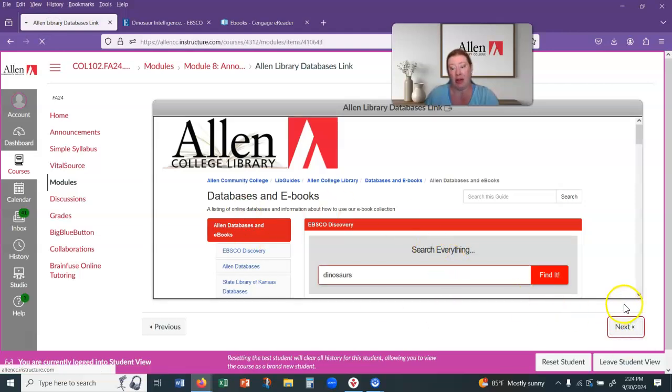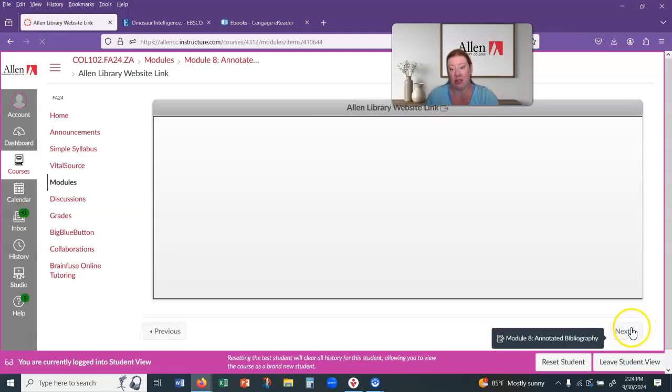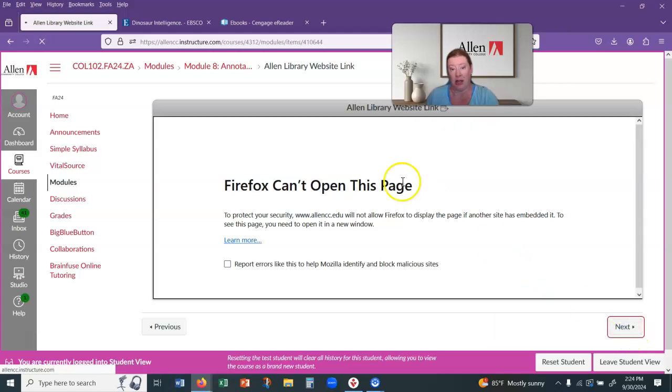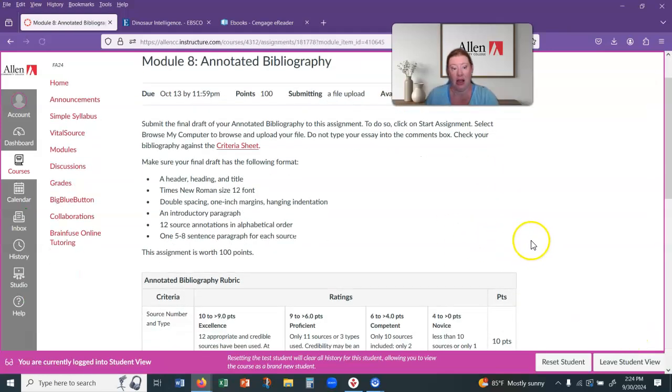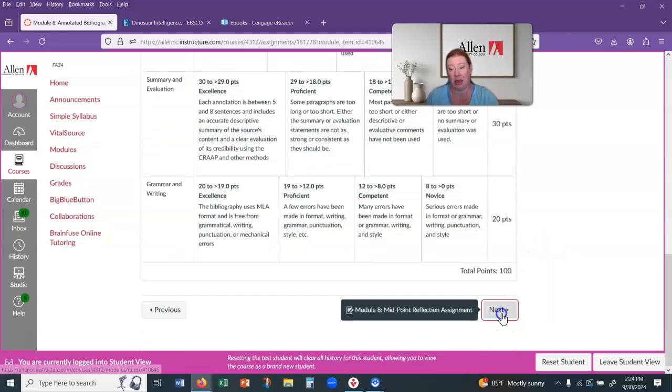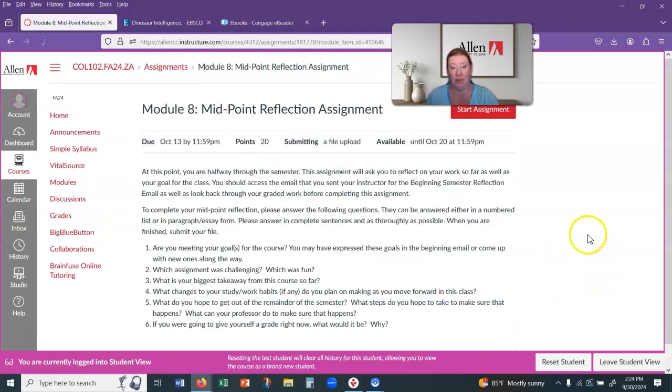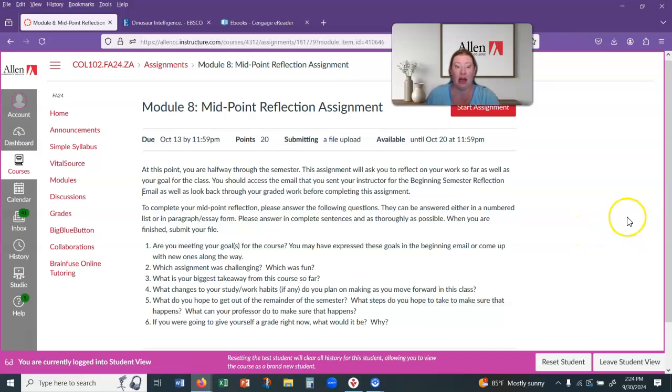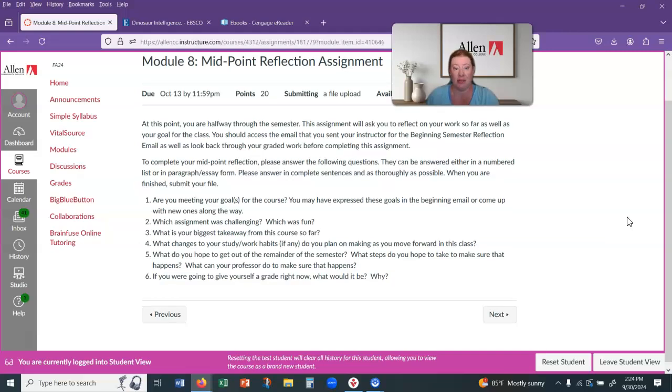So I've got a bunch of other links in here. This is just the website to the library that you can click on there. And then there's the actual annotated bibliography. I do grade it like an essay, so it's got a rubric, and I go through and leave feedback, but it is not an essay assignment. And then the last thing in here is a midpoint reflection.